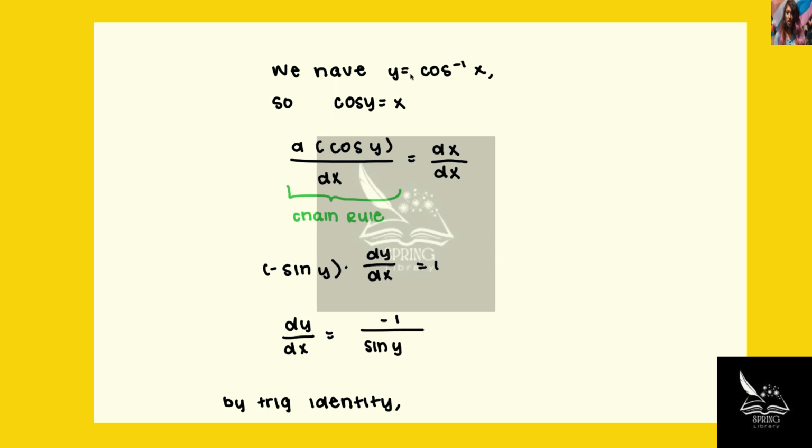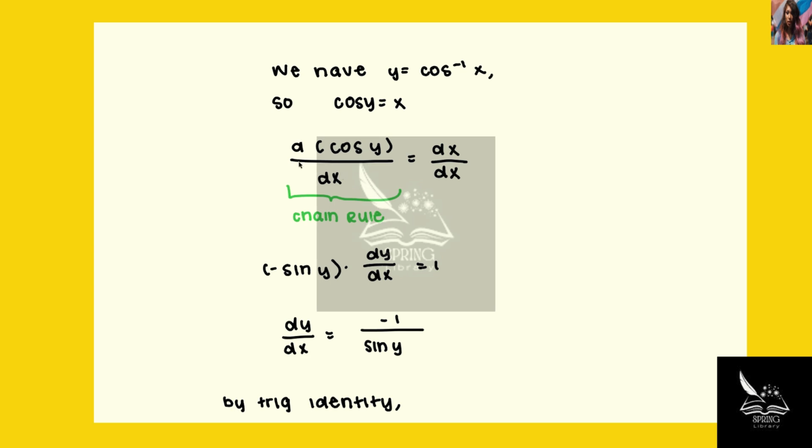So we're told that y equals the inverse cosine of x. So what does that mean? That means the cosine of y equals x. That's just a property of the inverse trig functions. So we need to prove the derivative, and we have to use implicit differentiation. So we'll take the derivative of each side of this equation.